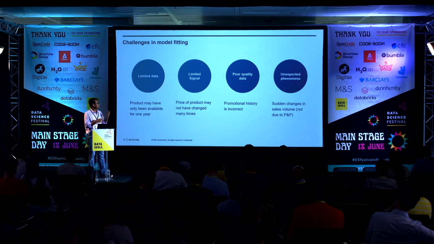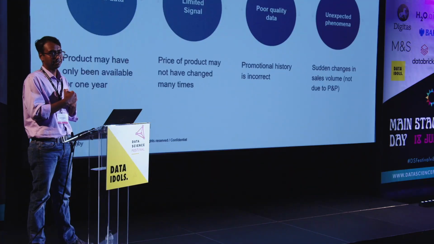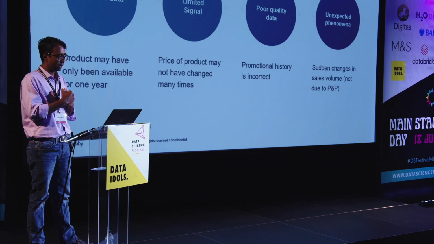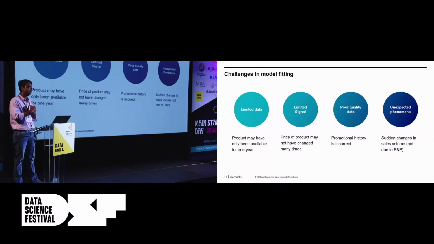There could be other things, like we have limited signal in the data. So it could be that for a particular product, we haven't seen many price changes in the past, which means that probably not enough data is there to explain the relationship between price and the sales of the product.